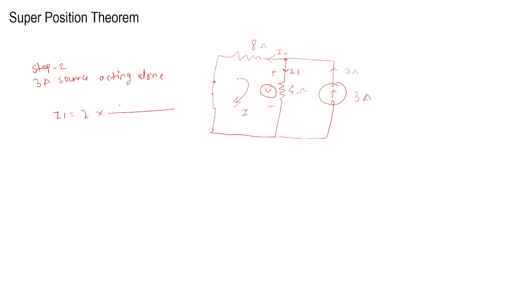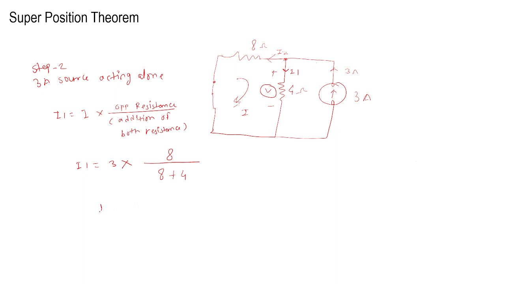What formula? Our formula says that opposite resistance divided by addition of both resistance. This is our current division formula. So I1 is equal to I, the value of which is 3 ampere, multiplied by the opposite resistance. We are finding I1, so the opposite of I1 is 8 ohm. So here, 8 ohm divided by the addition of both, 8 plus 4.